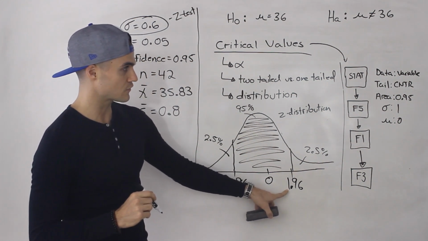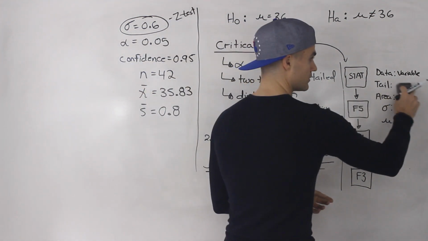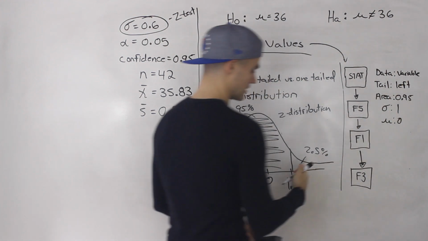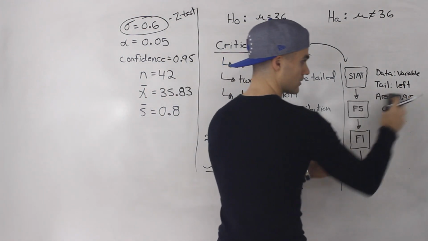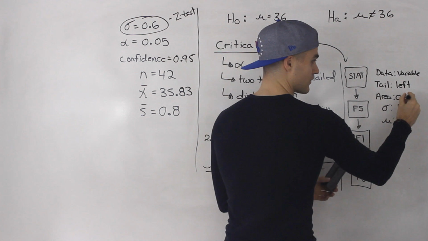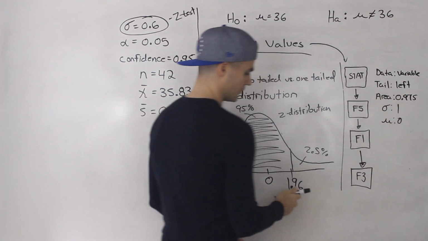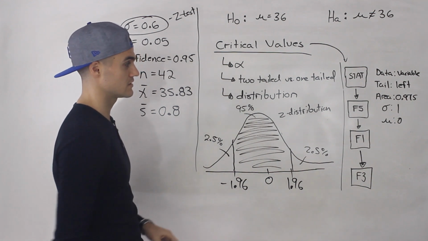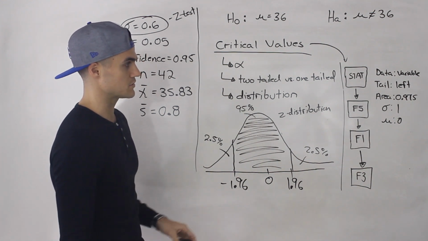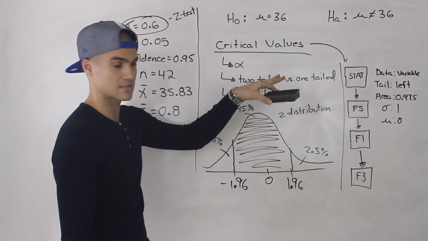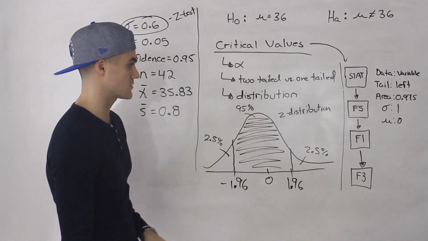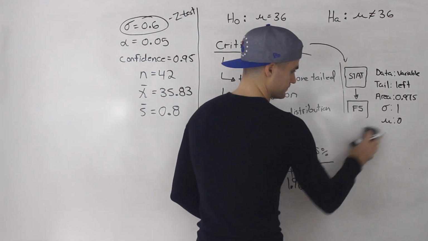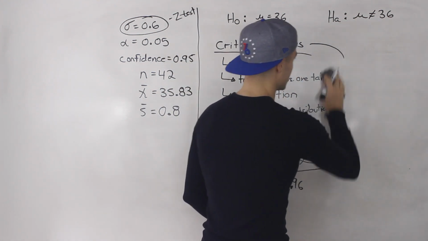Another way you can get this, for example, is you can put the tail here to be left. So you're looking at the area to the left of a certain z-score, and then for this area you would put 0.975. And it would only give you the positive z-score, and then the negative one. It's perfectly symmetrical. So multiple ways to do this. I think inputting the tail to be centered is the best way. Right, so we got the critical values, which are on the Z distribution.